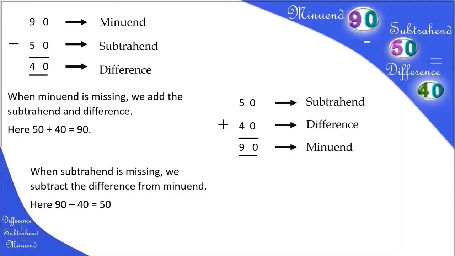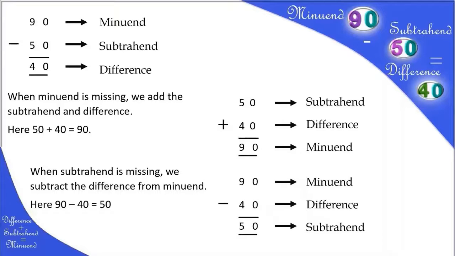When subtrahend is missing, we subtract the difference from minuend. Here 90 minus 40 equals 50. 90 is minuend, 40 is difference, 50 is subtrahend.